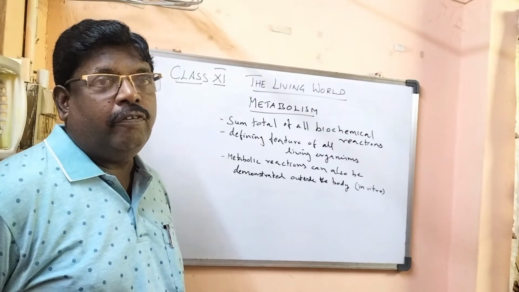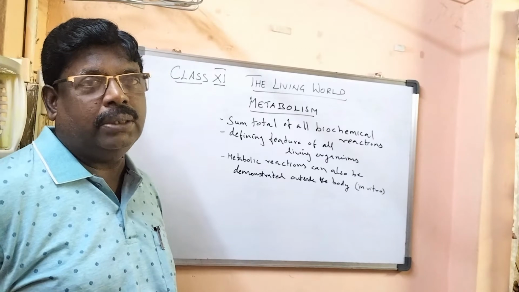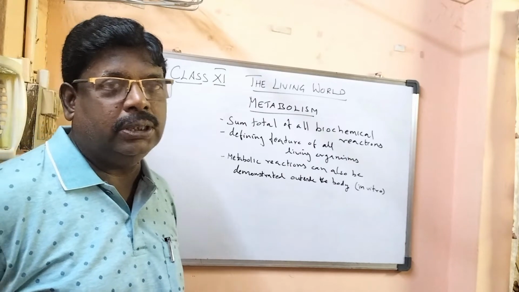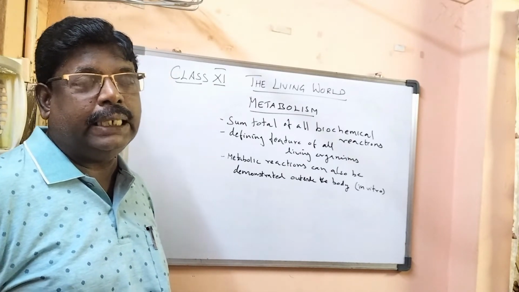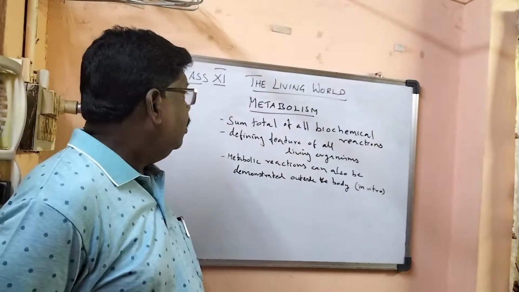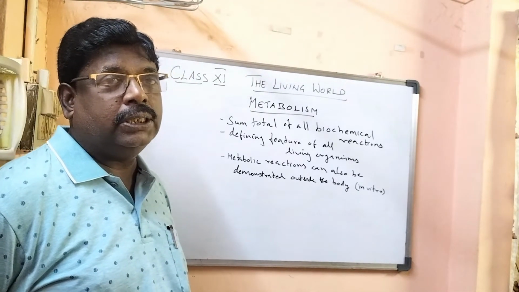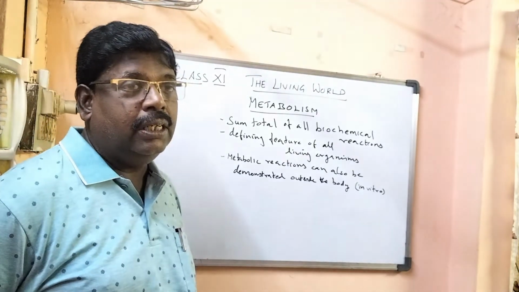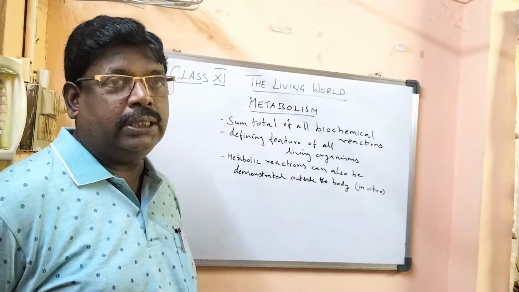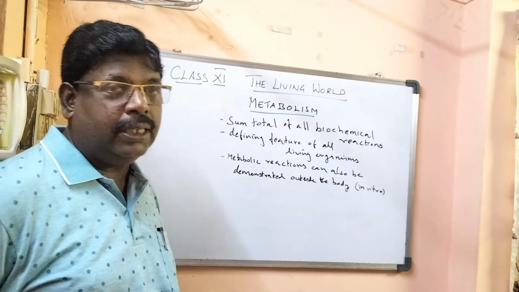So if metabolism is a coin, the two sides of a coin are anabolism and catabolism. Anabolism is a constructive approach, catabolism is a destructive approach. For anabolism, you can say photosynthesis as an example, and for catabolism, respiration. Okay, and metabolism can be defined as sum total of all biochemical reactions. This metabolism is a very important defining feature of all living organisms. Metabolism says that the organism is living. It's a defining property.